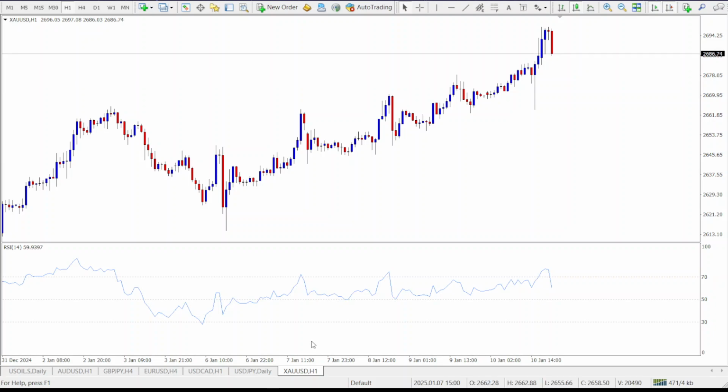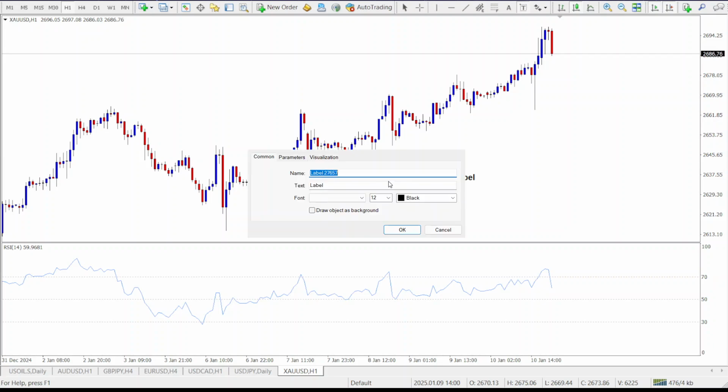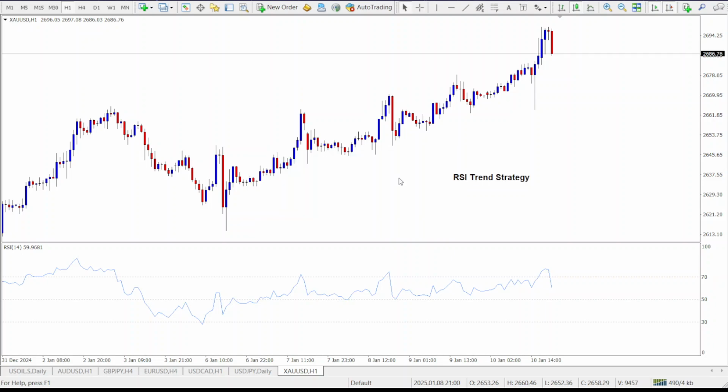The RSI Trend Strategy, that's the strategy that we are addressing in this video. Specifically, we want to use the RSI for trend trading, for following trends, for capturing trends, for trading in the direction of the trends. That is what the RSI Trend Strategy is referring to.